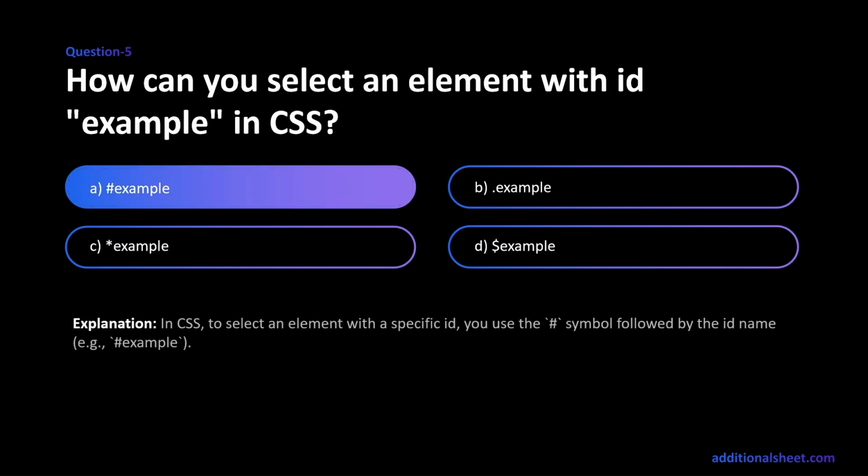Correct answer is option A. In CSS, to select an element with a specific ID, you use the hashtag symbol followed by the ID name.